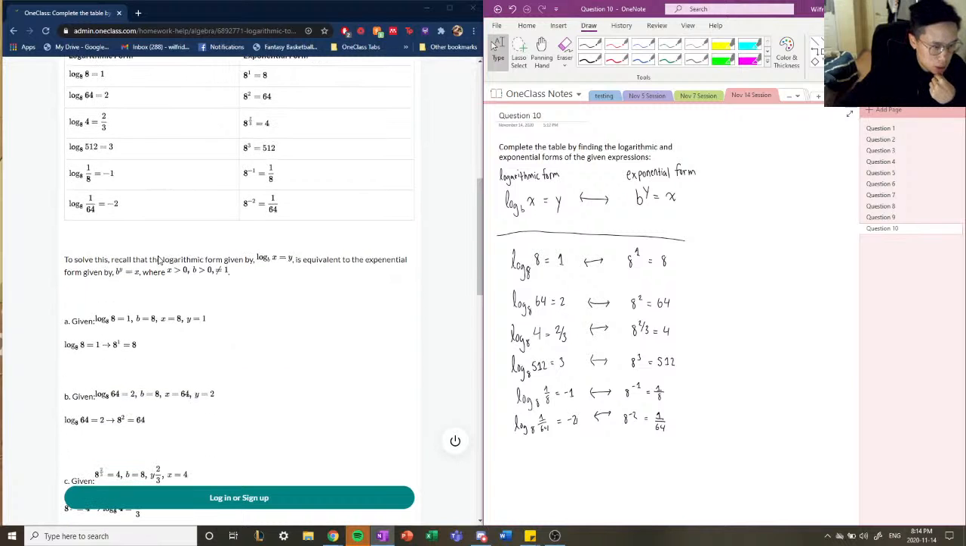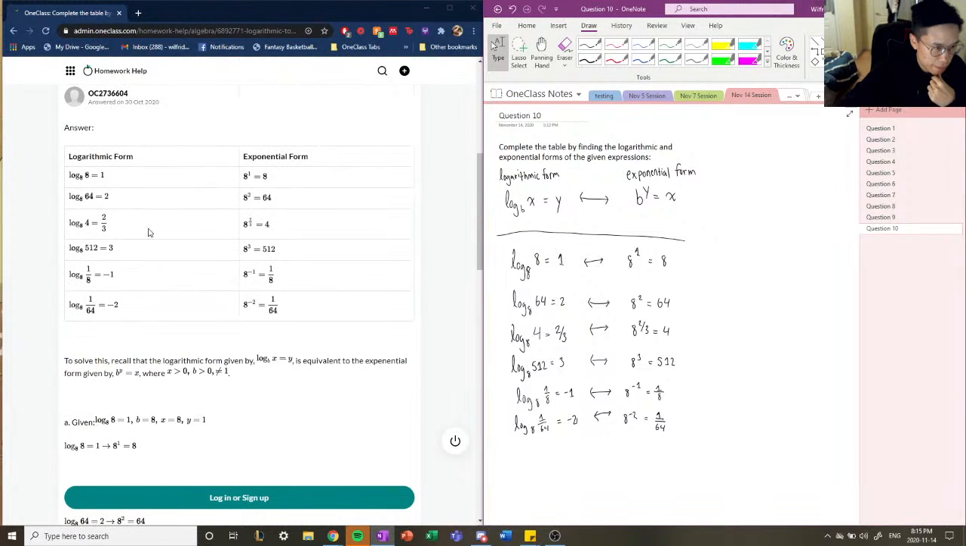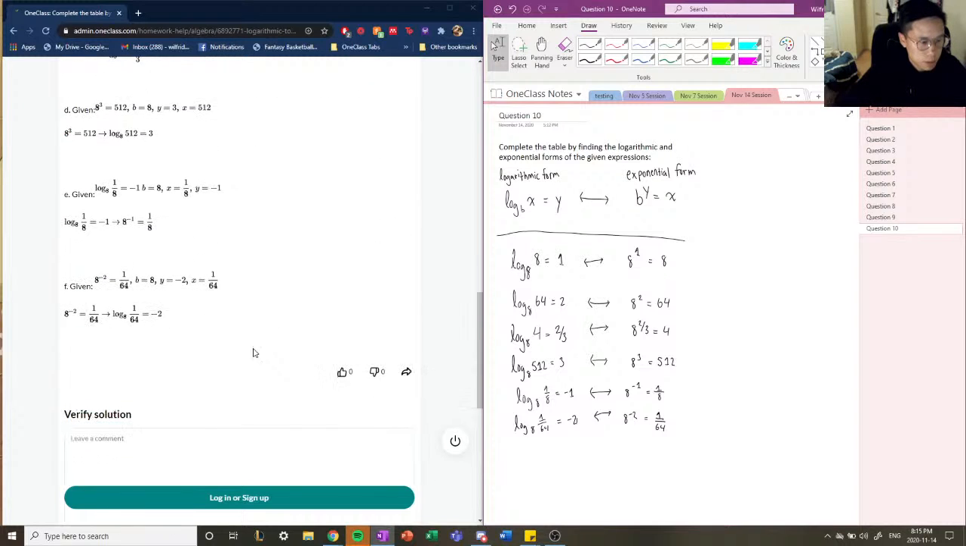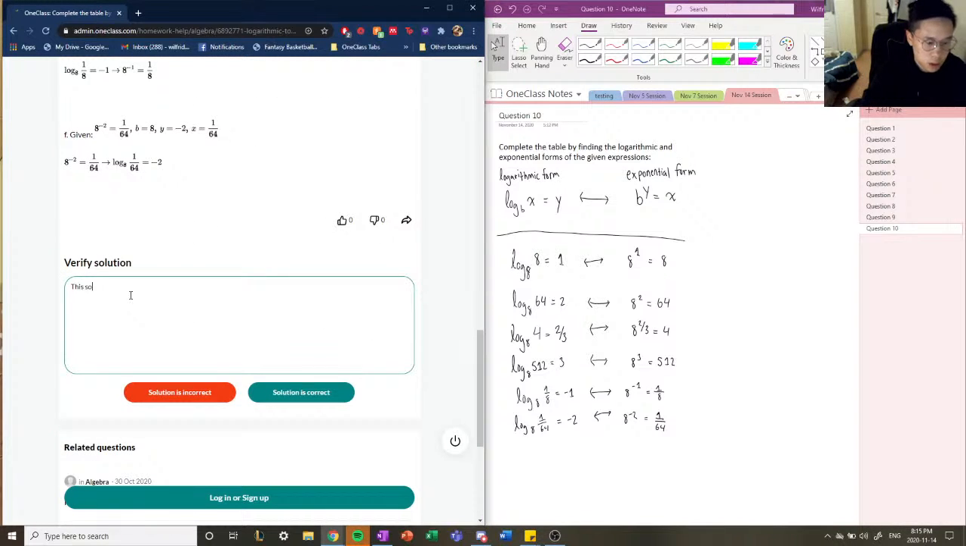And the junior tutor goes through step by step for each solution here, and they also give us a definition of a logarithm and the relation between a logarithm and the exponential form. So this solution is correct. Nice work.